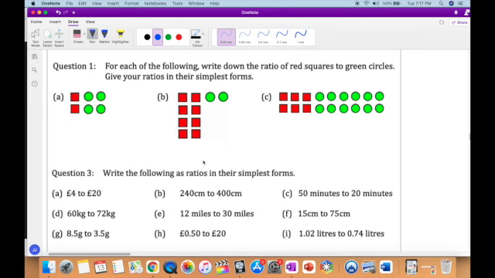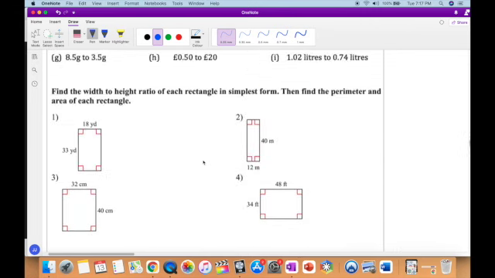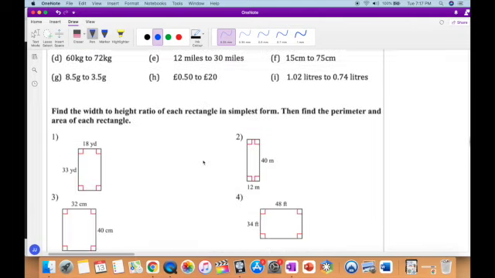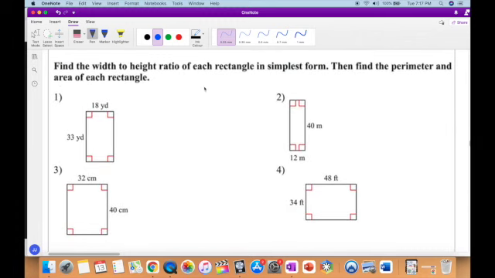So we have some more ratios questions here that are more of the same, and I would invite you guys to try to do some of these questions, right? And check this one, right? Check this one. Find the width to height ratio of each rectangle in its simplest form.